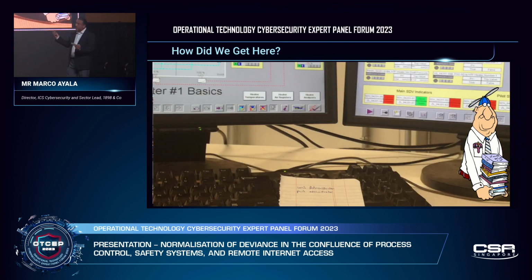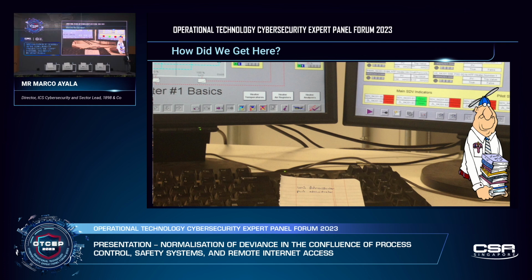Here's also a safety instrumented system. This is on a 2-train system on an LNG facility somewhere in the world, is all I can tell you. And it is running an older application, running an older OS, and yes, those are the credentials for it. Not anymore, not after I've assessed it and given them guidance.